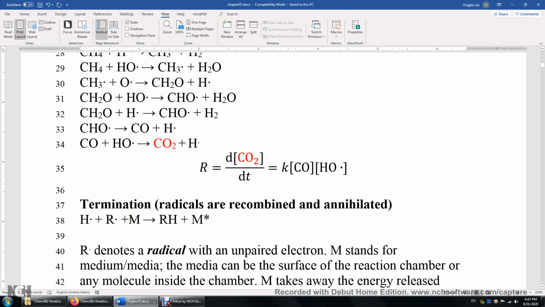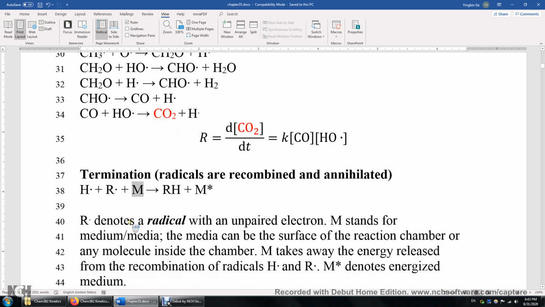To a surrounding molecule or to the surface of the container, the reaction container. So this M stands for medium or media. This is just any other molecules that can take away the heat or the energy released from the formation of this RH bond. And M star means energized M.